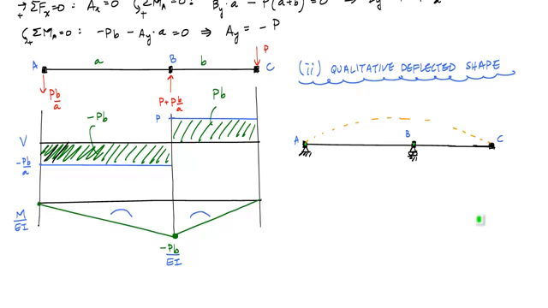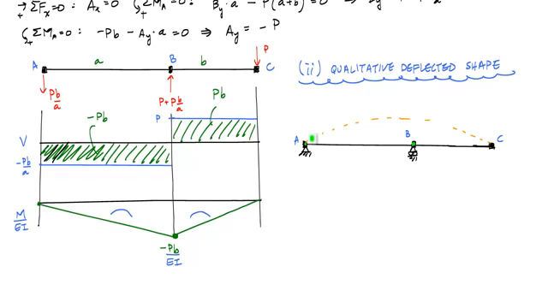Point C is free to move up and down. Here point C has a concentrated force P applied to it, so I know point C is going to move down. I know that wherever my beam is, it has to pass through point B because I have a boundary support, and then point A has to have 0 vertical displacement.